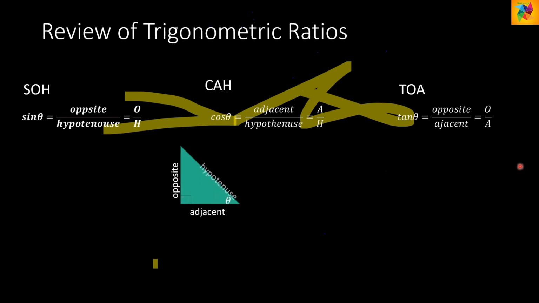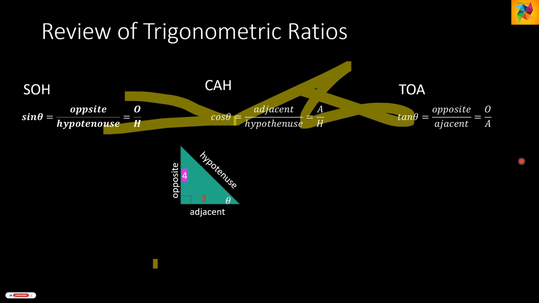And finally, our hypotenuse is the longest side in our right triangle. Why is it a right triangle? You see the box right here that tells you that's a right triangle, or 90 degrees. So that's the hypotenuse.